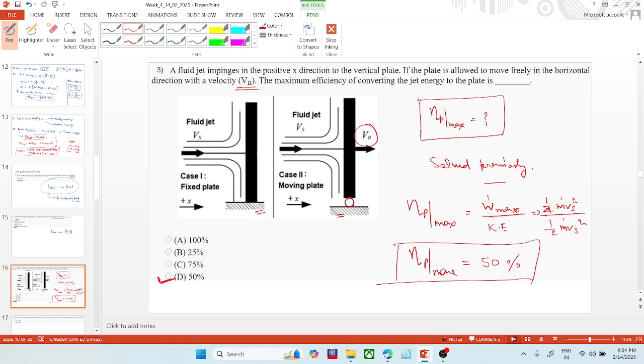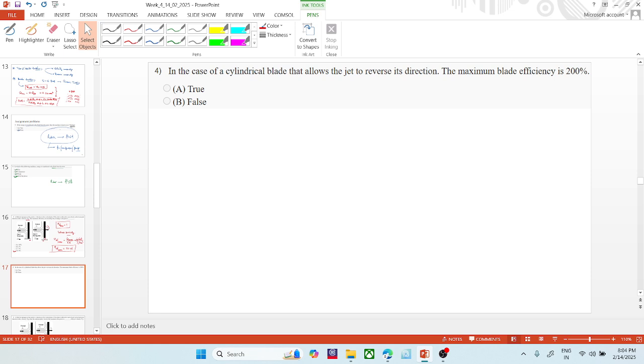If you are having any doubt till here, then we can discuss. Otherwise, we will move to the next problem. Okay, so our next problem is, in the case of cylindrical blade that allows the jet to reverse its direction, the maximum blade efficiency is 200%. So we have to tell whether this statement is correct or not.